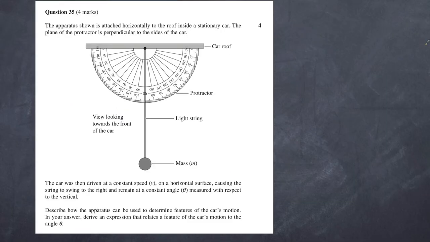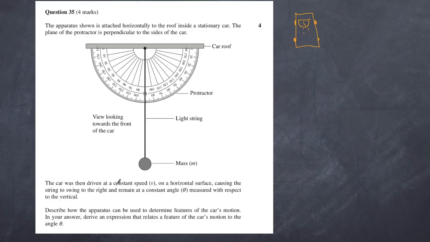Question 35. The apparatus shown is attached horizontally to the roof inside the car. The plane of the protractor is perpendicular to the sides of the car. Let's make sure we really got this clear. So here's my car, like so, and there's my wheels. You can see I can draw really nicely of my car. And this here is sitting across this way, like so.